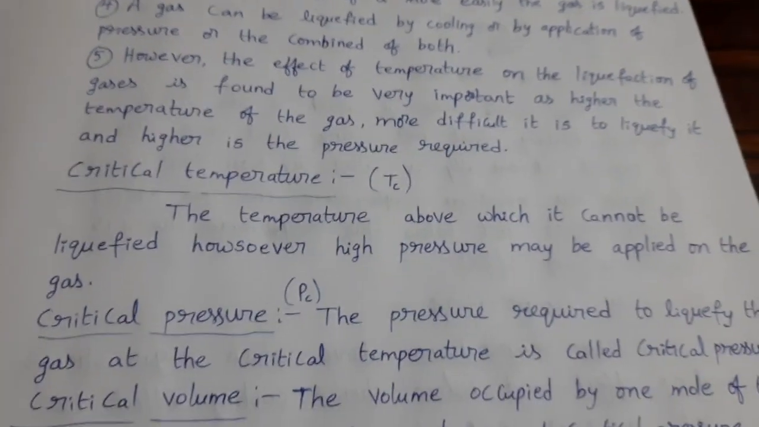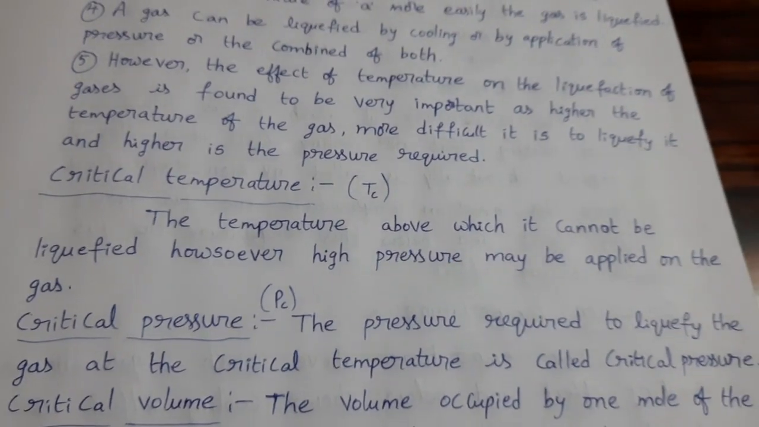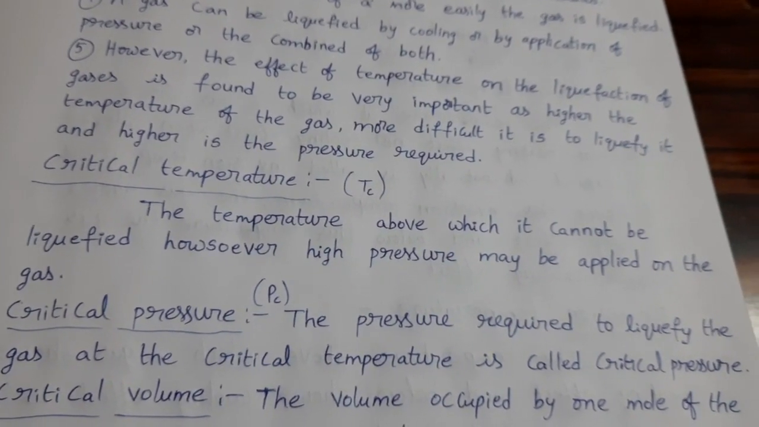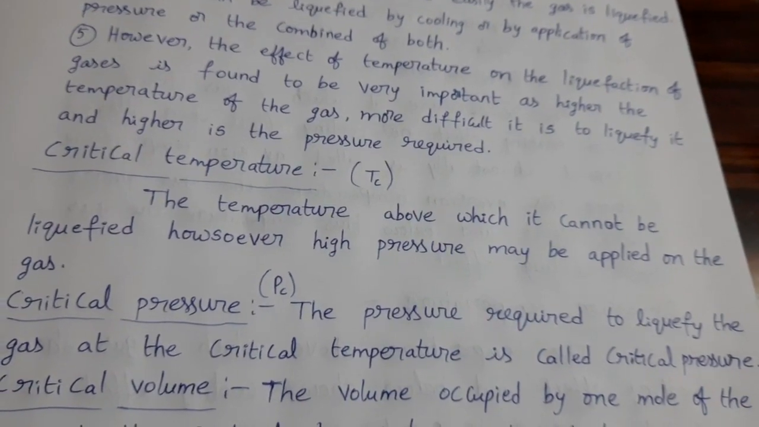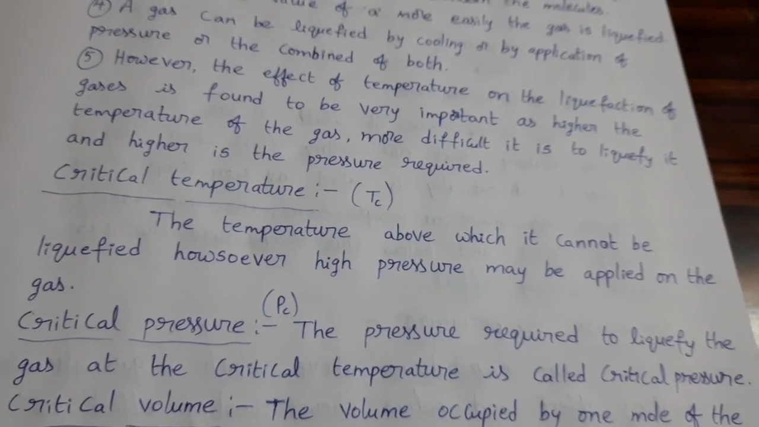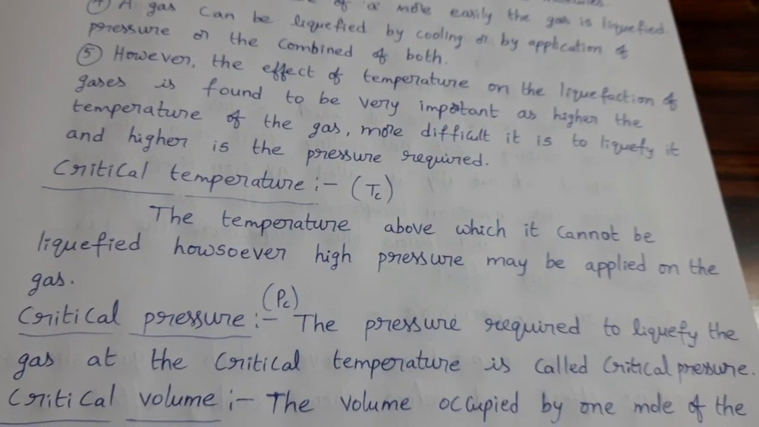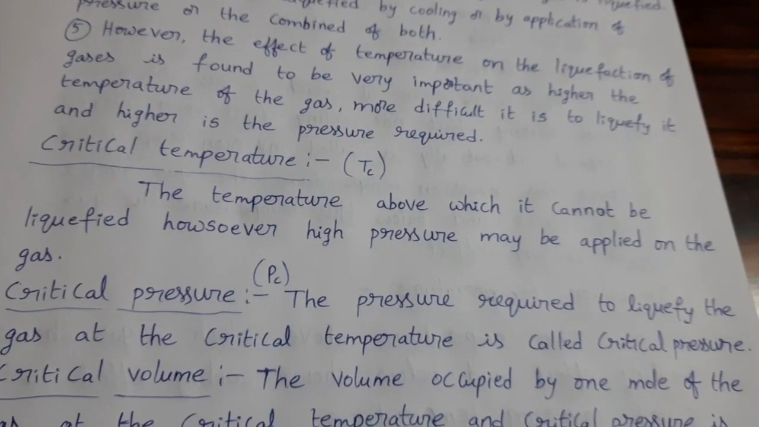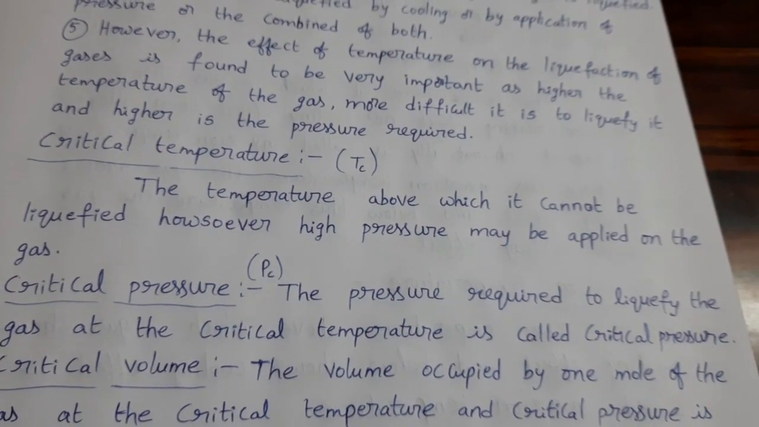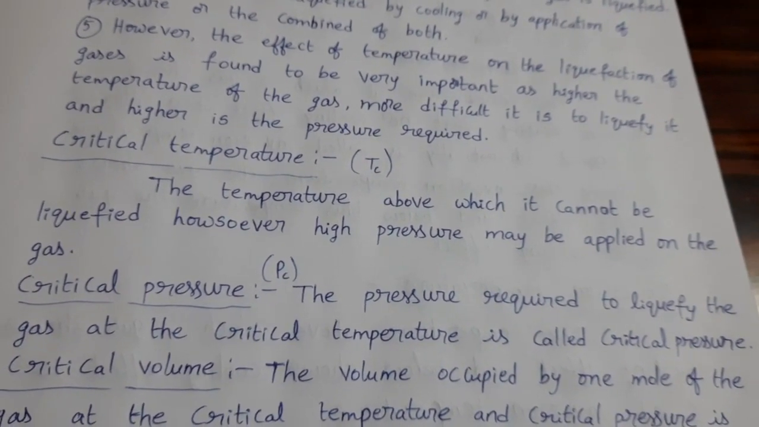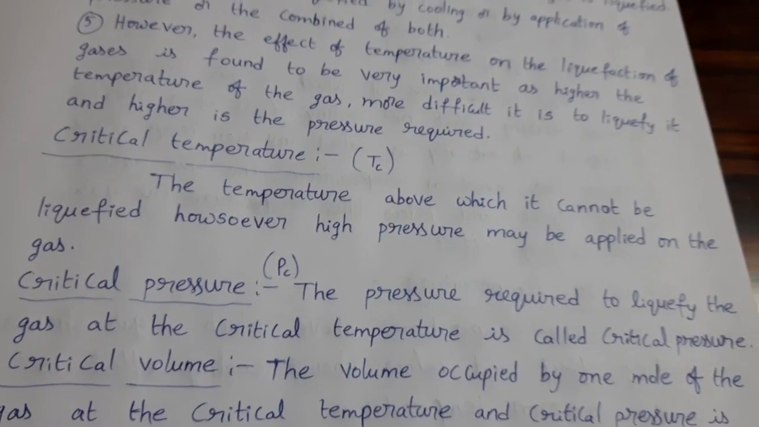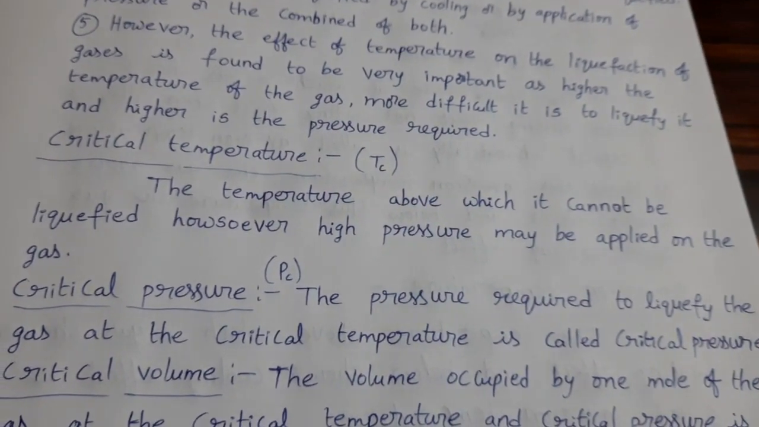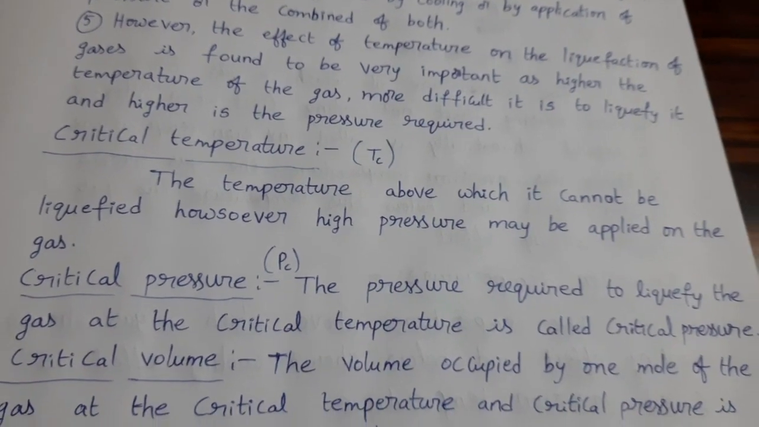Next, critical pressure. The pressure required to liquefy the gas at the critical temperature is called critical pressure. So above a particular temperature, we cannot convert a gas into liquid. That is called critical temperature. Under that critical temperature condition, we need to apply some pressure for the liquefaction. That is called critical pressure. Critical pressure is represented by the symbol Pc.